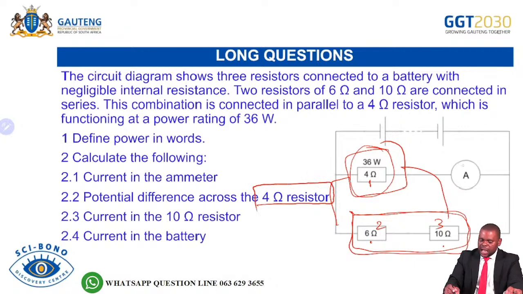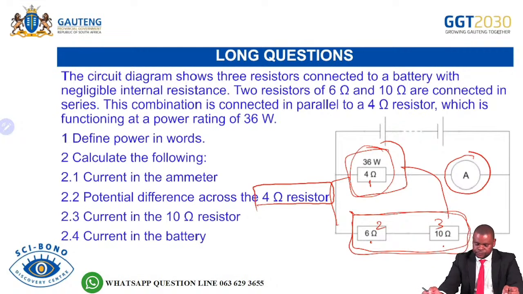They want us to calculate the current that is passing on this ammeter. They want us to calculate what? A potential difference across what? The 4 ohm resistor. They want us to calculate the current in the 10 ohm resistor. That is number 3. And lastly, they want us to calculate the current in the battery.